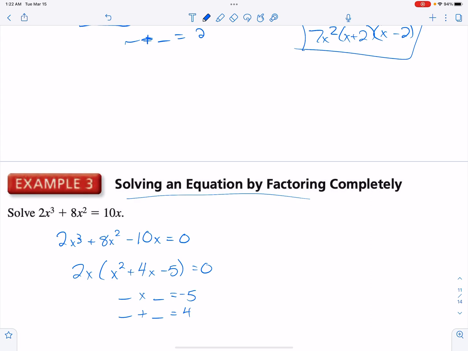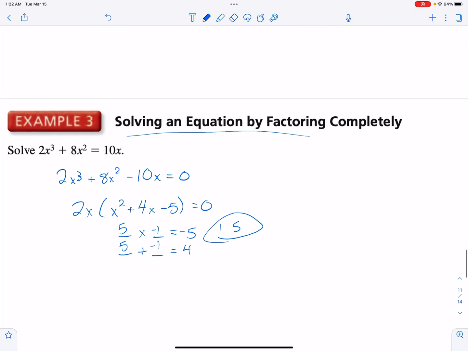Now, if they want us to solve here, it's likely that it's going to work out and factor for us. So our only multiples of 5 are 1 and 5. One of them needs to be negative. We want the 5 to be positive and the 1 to be negative. So when we go to factor this out, it's 2x, x plus 5, and x minus 1. So now when I go to solve these, I just set each thing equal to 0.